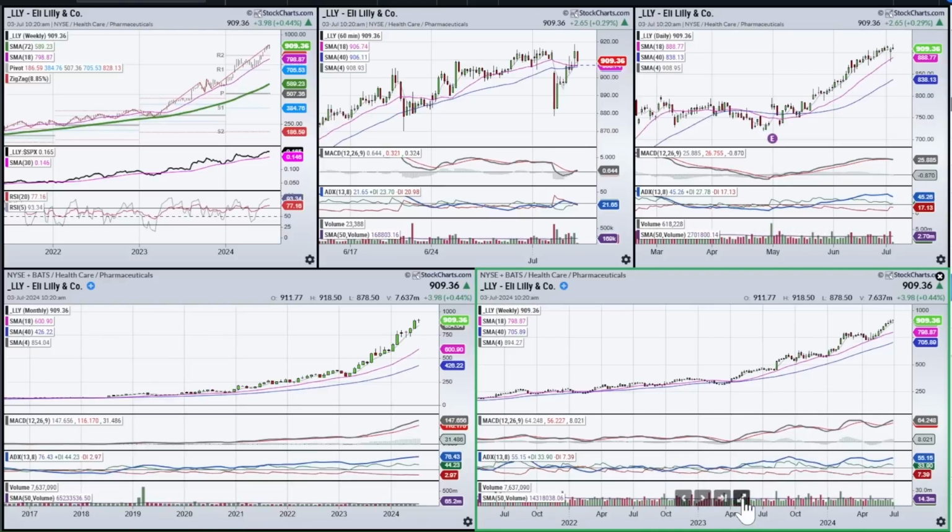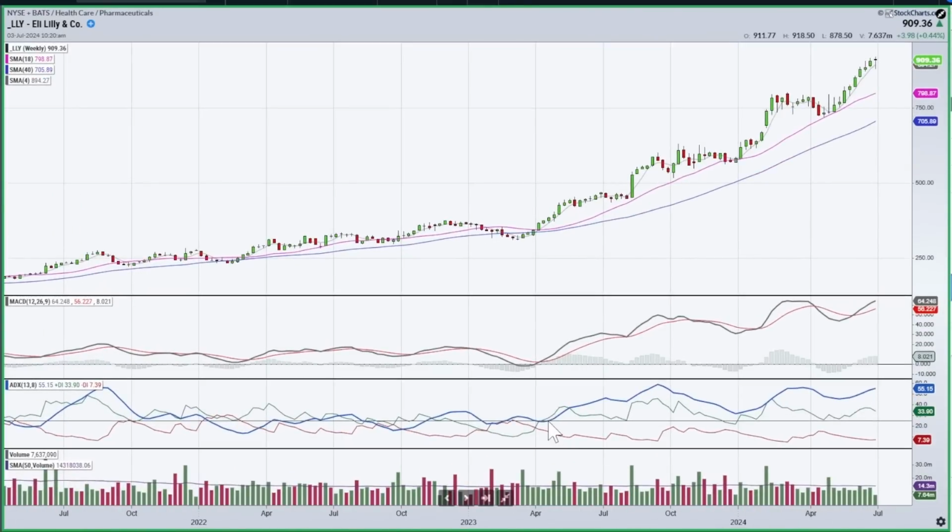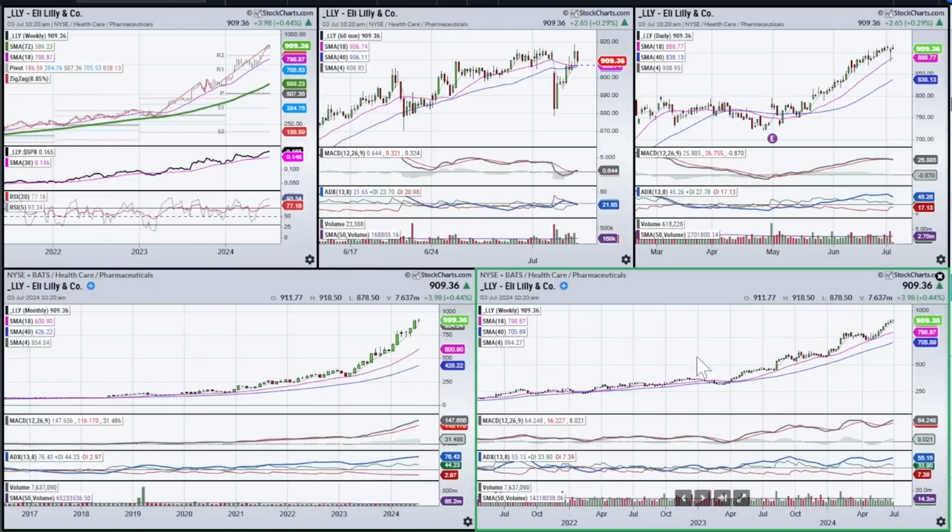Again, look at the ADX and how it's been above the 25 line since early 2023. Green has been above 25. Clearly, the buyers are, it's a buying stampede, very strong.